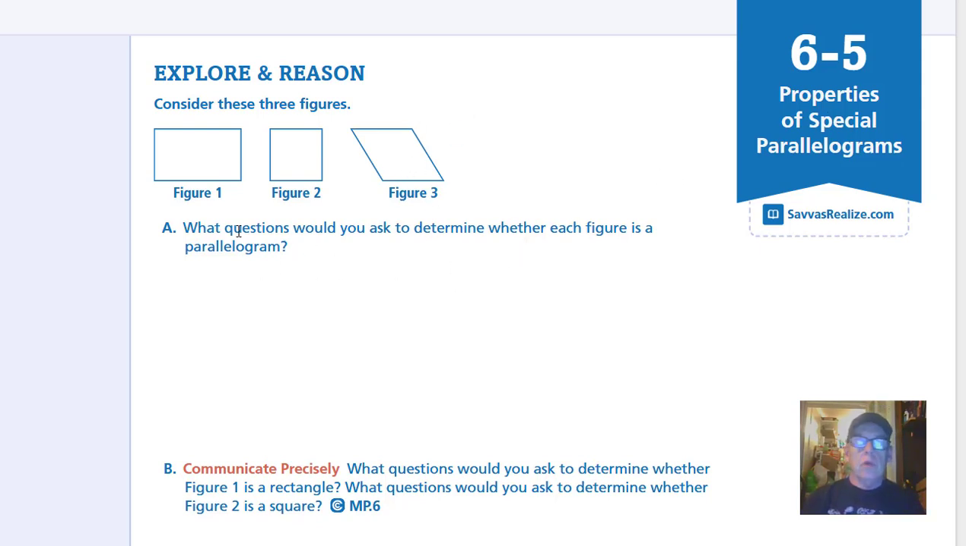So question A says, what questions would you ask to determine whether each figure is a parallelogram? Well, in our past work with parallelograms, we talked about both pairs of opposite sides being parallel as being a property that parallelograms have. Both pairs of opposite sides are parallel.